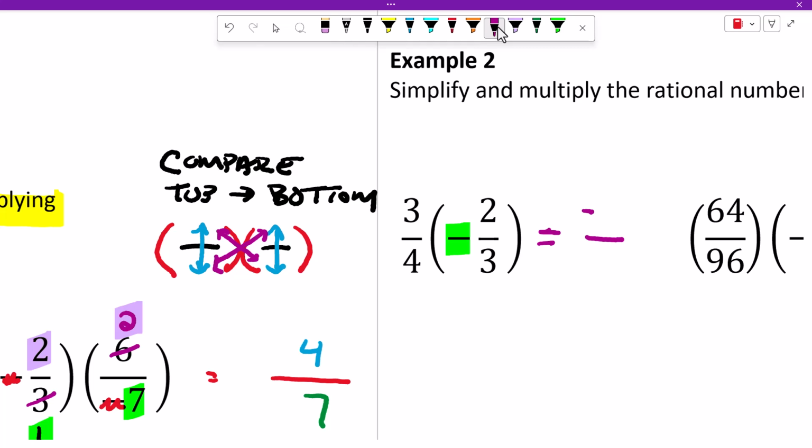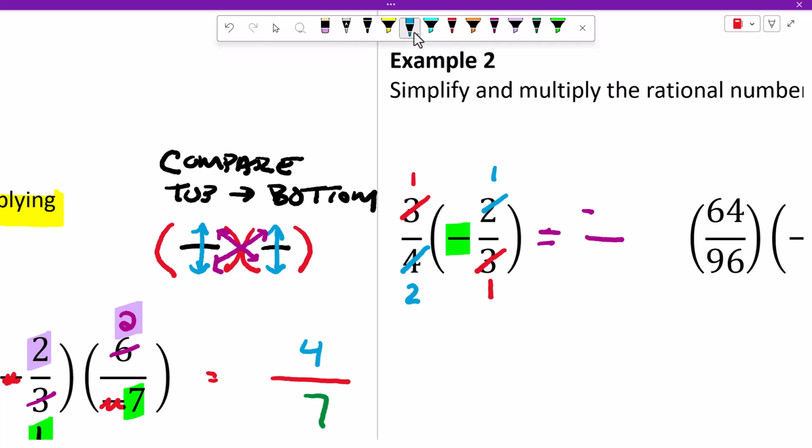Now, I look at the tops and the bottoms and say, is there anything that can make smaller here? Yes, there is. What do you guys see? The 2 3s. They're exactly the same. They can each be divided by 3. So 3 divided by 3 is 1. 3 divided by 3 is 1. You can divide the 4 and the 2 by 2. Divide both of these by 2. So 2 divided by 2 is 1. 4 divided by 2 is 2.